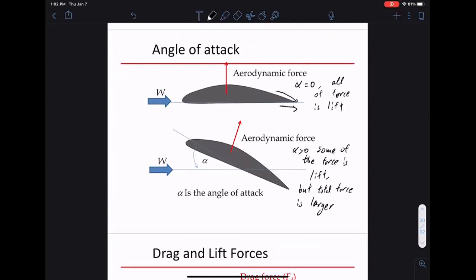Then if you look at when alpha is larger, and you look at the motion of air, you have air coming in this way, going through the airfoil, then getting bent a lot downwards. So there's a larger force exerted on the air, then the air pushes back harder on the airfoil. So this angle of attack, by changing this, changes the lift you have, changes the amount of total force you have.